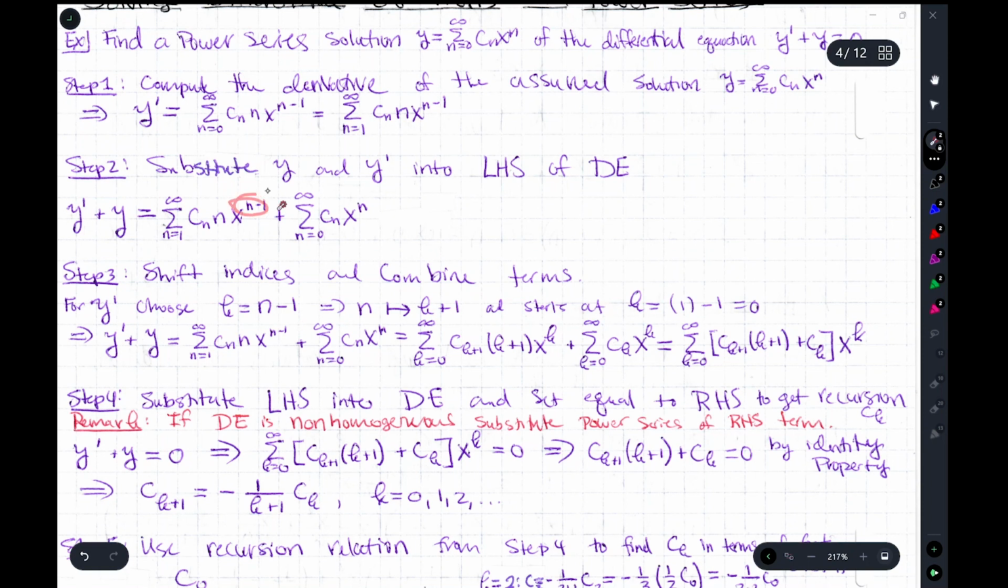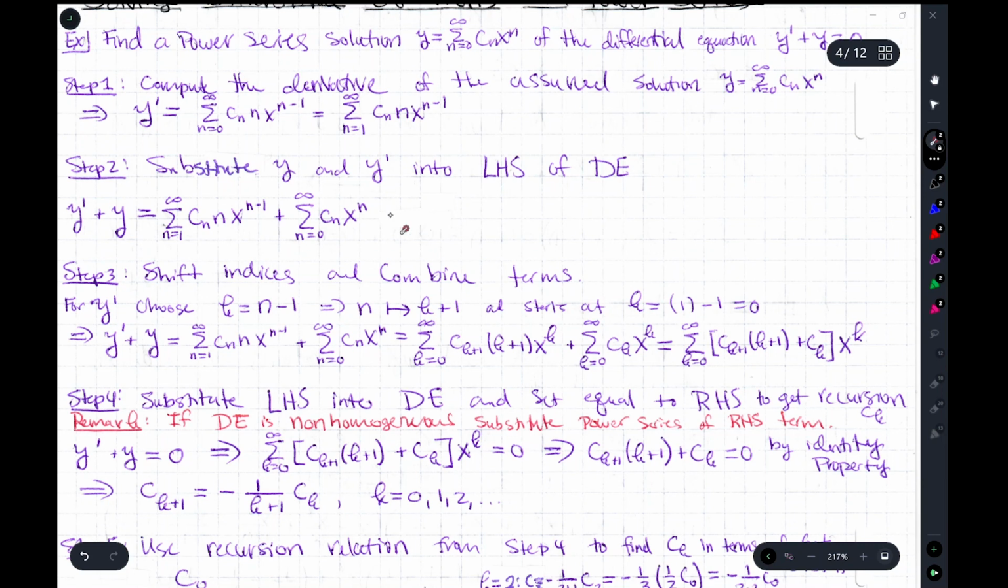So you always want to make this just equal to k, for both of those. So for y prime, we're going to have k is equal to n minus 1. Solving for n, this means that we're going to substitute wherever we see an n with k plus 1. And we also care about where we start, so you just take n equals 1, plug it in here, you get k equals 0, and so this starts at 0.